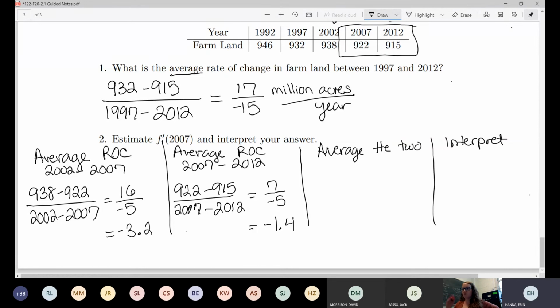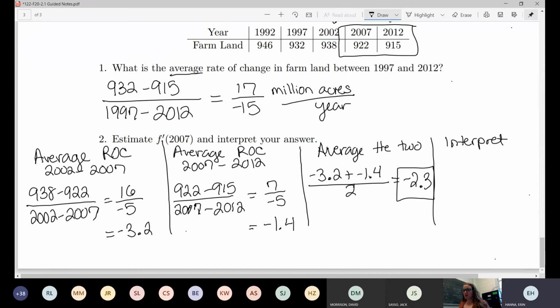We're going to average those two numbers together. So remember, when you average numbers, you add up all the numbers and then divide by the number of numbers you're adding up. So we'd get negative 2.3 as our estimate for f prime of 2007. Since we couldn't get obnoxiously close to 2007, we did the best we could, and the best we could in this case is to take the average rate of change on both sides and then average the two.